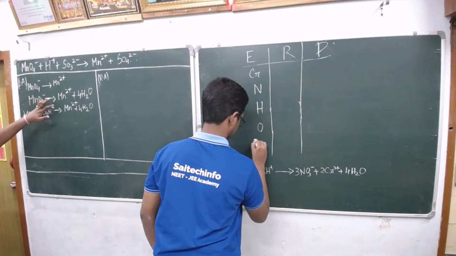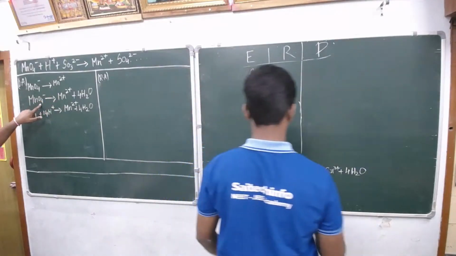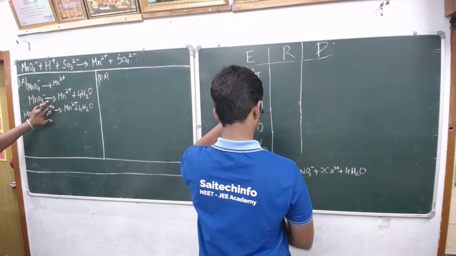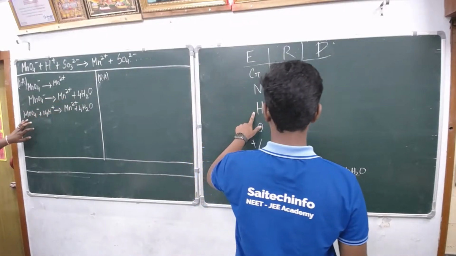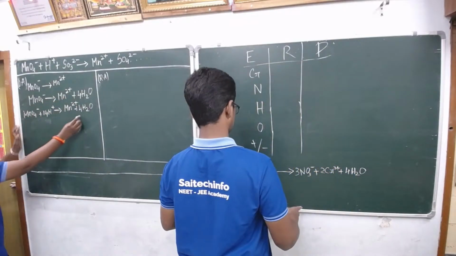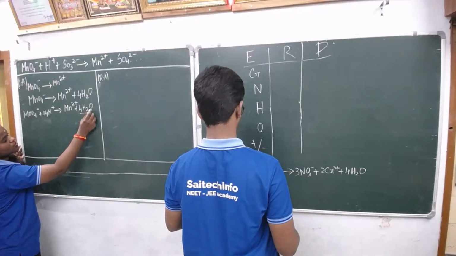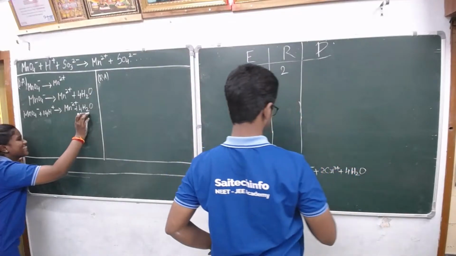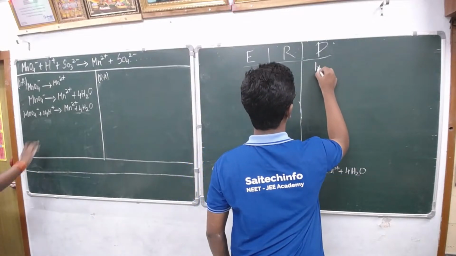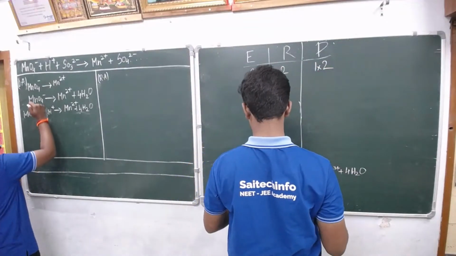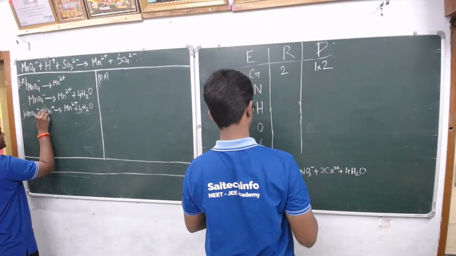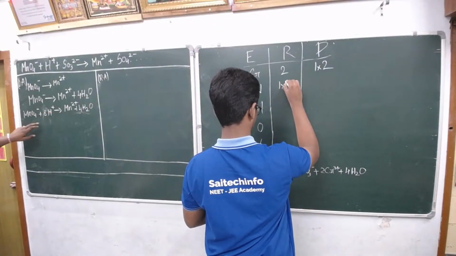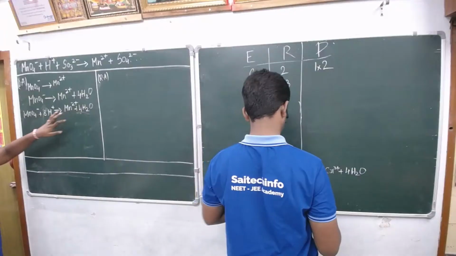So MnO4 minus to Mn2 plus. We are oxygen deficient on this side, so we are adding 4 water molecules, 4H2O. Here it is 14H2O? How 14? 4 into 2. So to balance hydrogen, I have taken 4 into 8, so 8H plus.